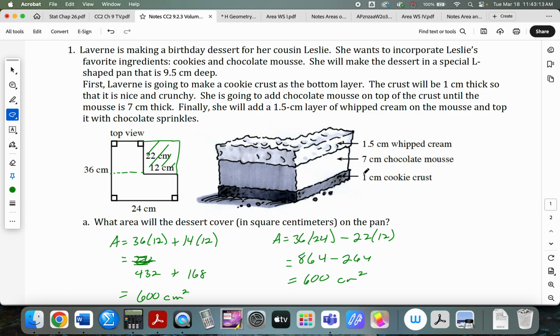Well, how deep is the pan? It's right there, yeah, it's 9.5 centimeters deep. That's 1 plus 7 is 8. If I went another 2, that would be 10. It would overflow the pan.